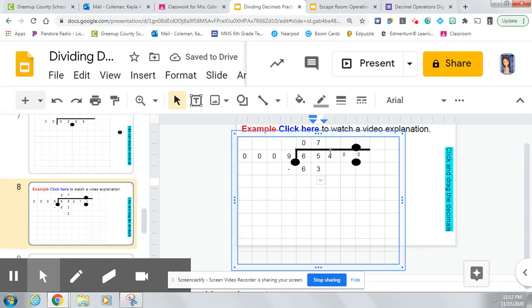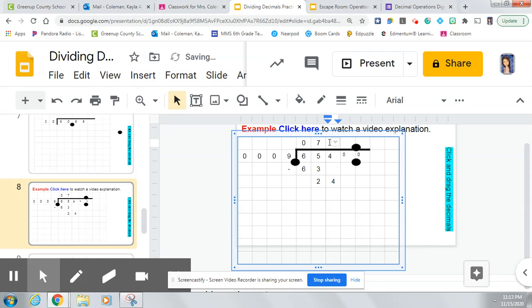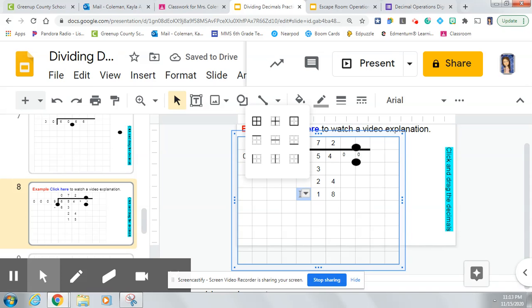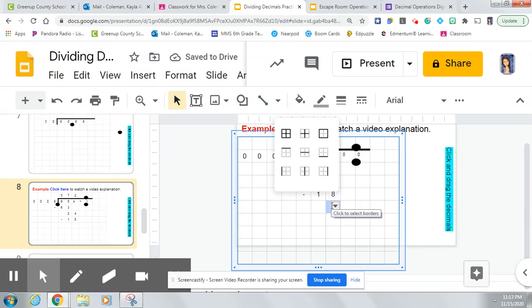We're going to bring the 4 down. We're going to have 24. Okay. Then we're going to ask, how many times will 9 go into 24? It can only go 2 times. So 2 goes above the 4. 2 times 9 is 18. I'm going to bring 18 down. 24 minus 18 is going to be 6.